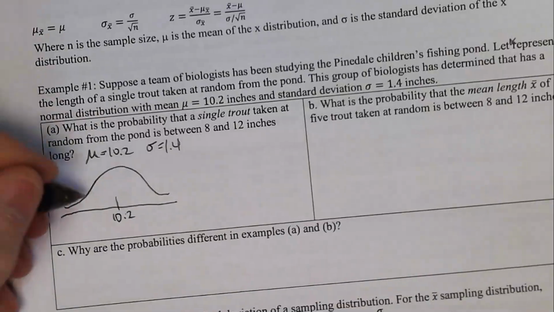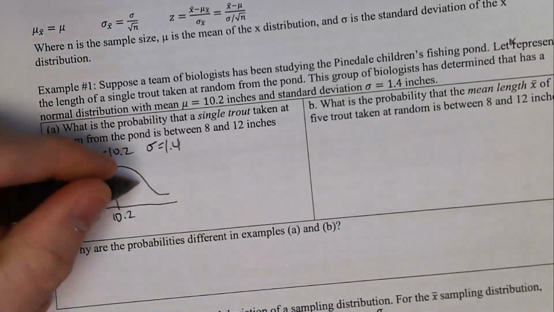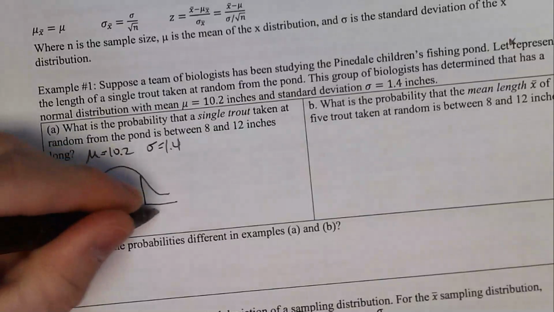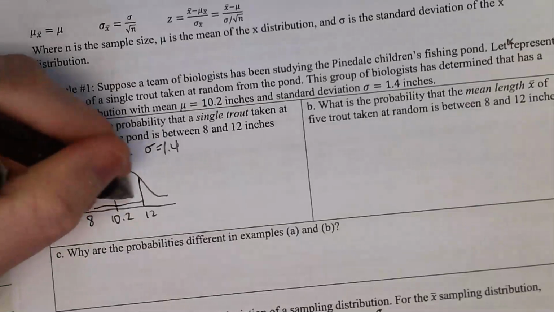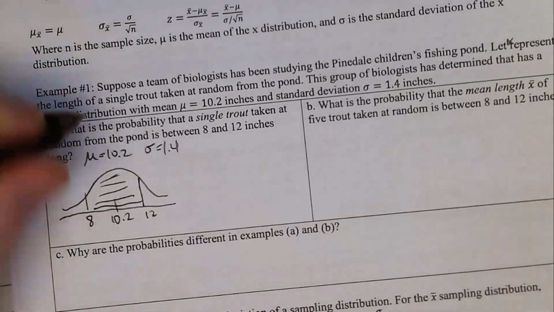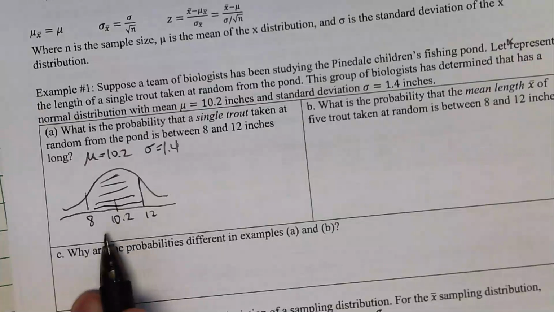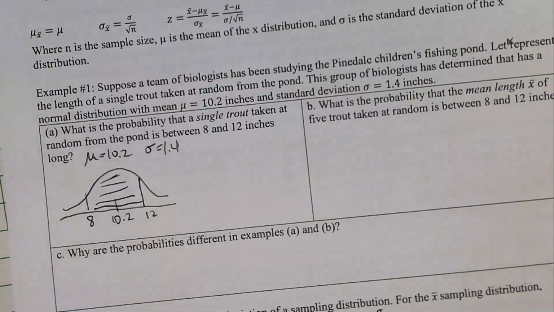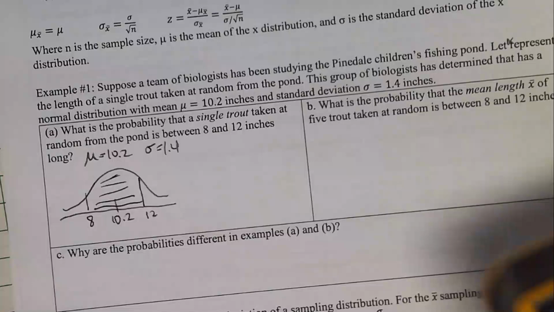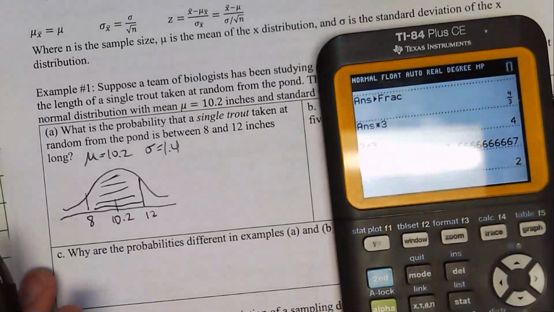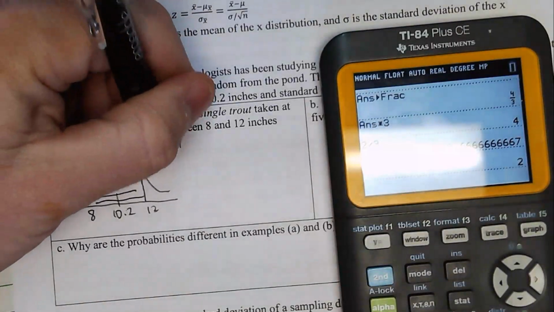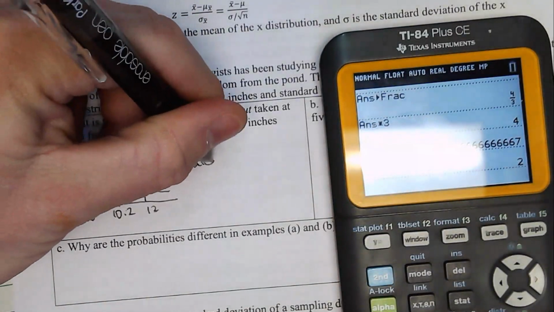Now, do you have to draw this curve, as I said a lot the other day? No, you could visualize it in your head. I'm just doing this for teaching purposes. We want to know the probability that a single trout, if I selected one at a time, would be between 8 and 12. So I could use the z-score, but I'm not going to do the z-score here. I'm going to do normal CDF using the calculator.